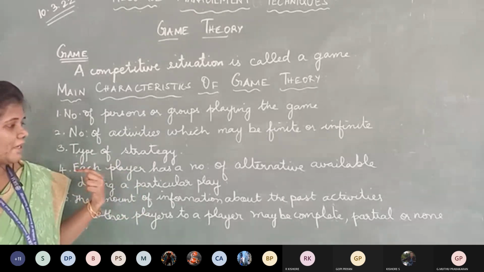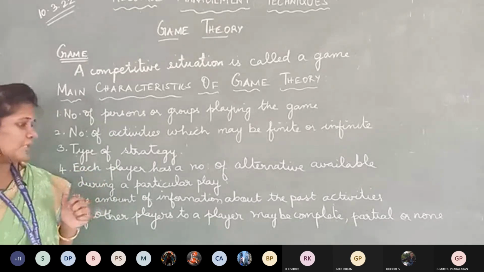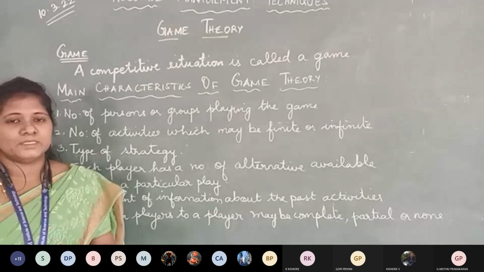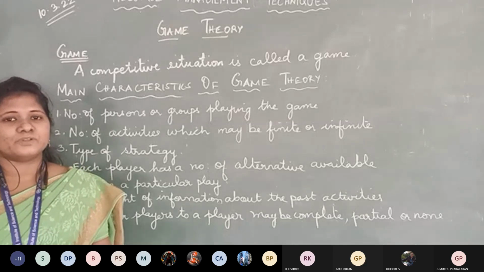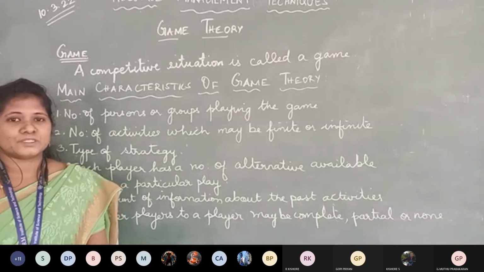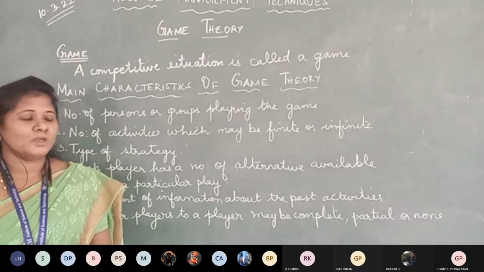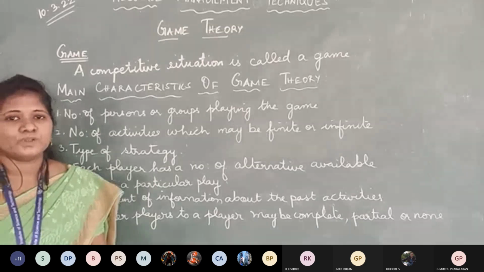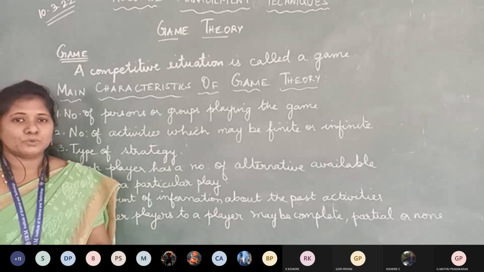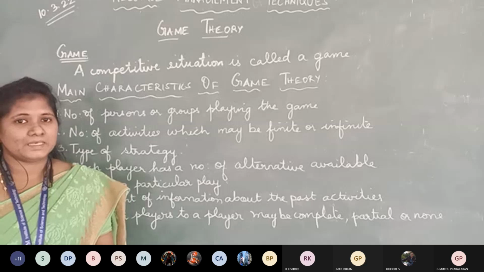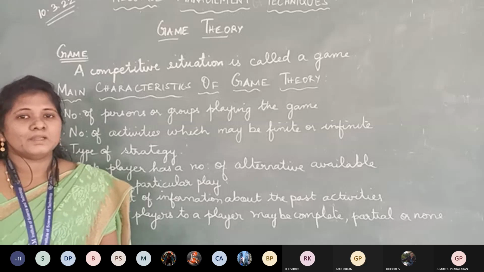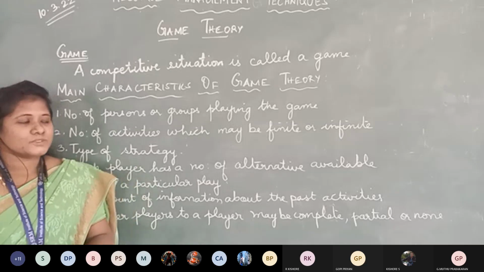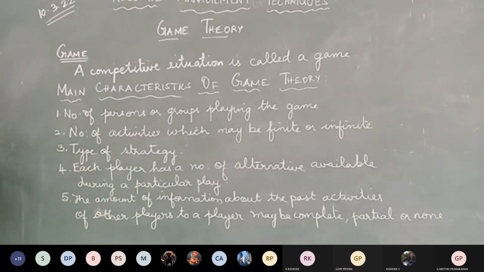Your fourth point: each player has a number of alternatives available during a particular play. Each individual will have a definite set of thinking, a definite way of playing the game. That will be your fourth point, and your fifth point I told you already. If you know about the person who has or has not played that game, you will play the game accordingly. So these are the characteristics of game theory.